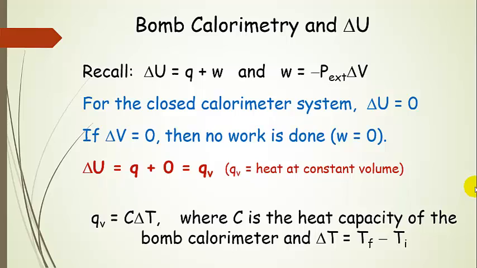Now here's the form of the equation that we use with bomb calorimeters. This capital C is actually the heat capacity of the bomb calorimeter itself. So that includes everything: the material the walls are made out of, the water, everything. So that's the heat capacity of the bomb calorimeter.